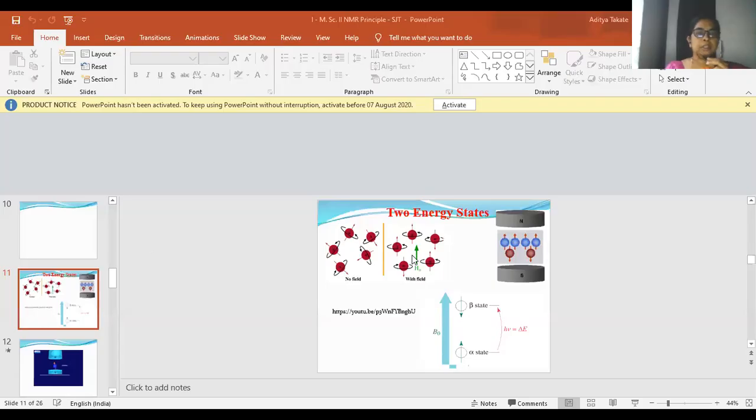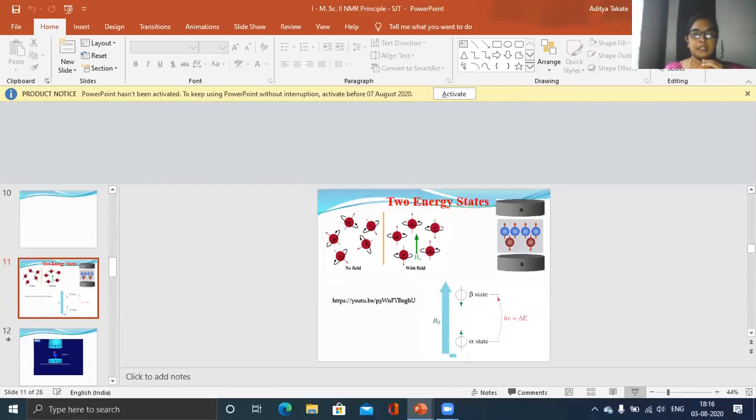Hello students. Yesterday we have seen the property of nucleus which is important for NMR, that is the spin. Now today we will see the next points related to the NMR.